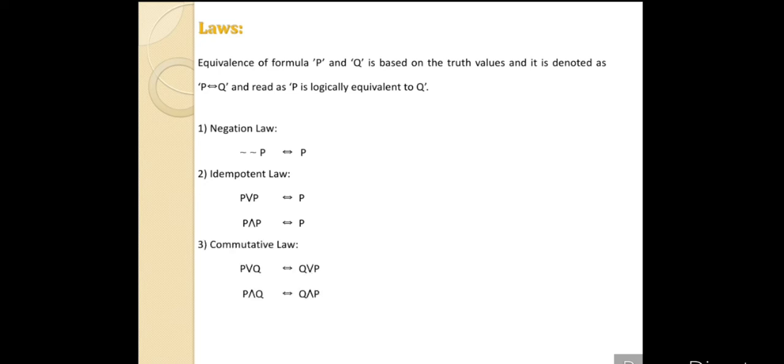Now we'll start the laws. We have the 6 basic laws. The first is the negation law, that is not not P is logically equivalent to P. Second is the idempotent law, that is P or P is logically equivalent to P, and P and P is logically equivalent to P. Third is the commutative law. P or Q is logically equivalent to Q or P, means we can exchange the order. P and Q is logically equivalent to Q and P.